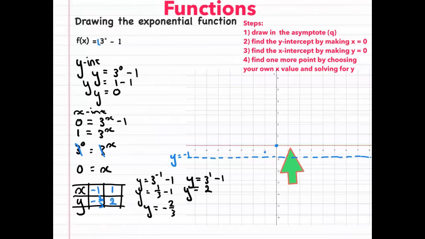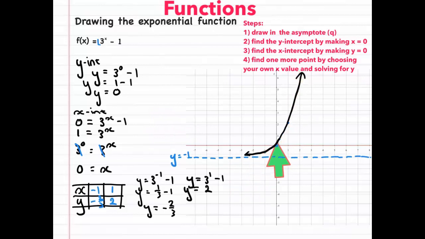Let's go plot that point. If x is 1, y will be 2. That is up there. There we go. There's my other point. And now I can easily go and draw in my graph. It has to go through all these points. And then it goes up steeply like this, and it continues to go up. And it doesn't cross my asymptote, and there we go.